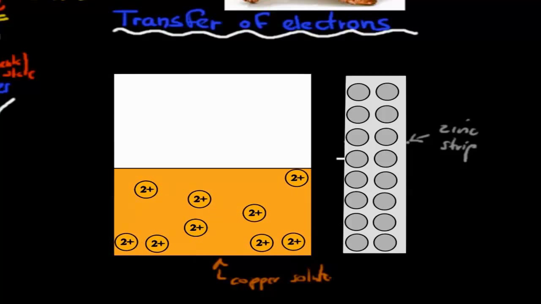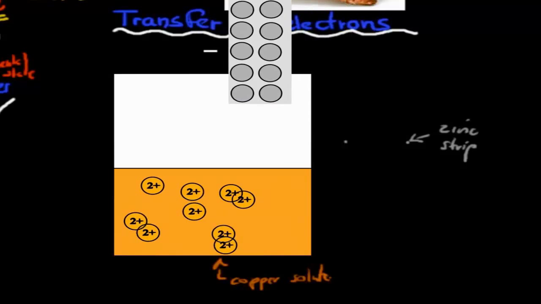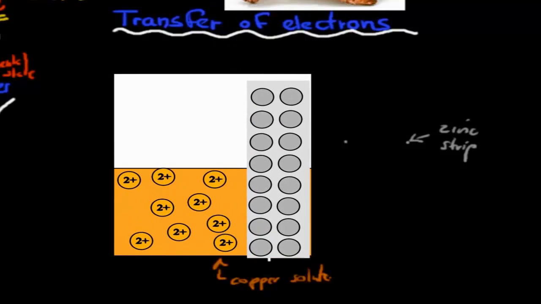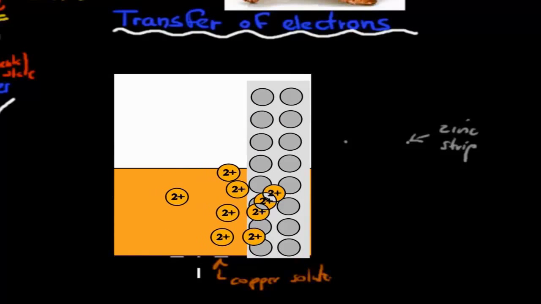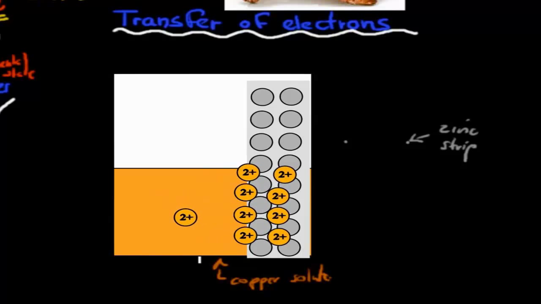And now what we're going to do is take the zinc strip and place it in solution. As soon as it's in solution, you're going to have these copper ions start attacking the zinc. Once they're surrounding it, they're going to grab electrons. By grabbing electrons, I mean that transfer of electrons. So you can see these 2+ going from the copper to the zinc. What that means is you actually have electrons moving from the zinc to the copper. And now the zinc has lost electrons, and the copper is in its normal natural state.